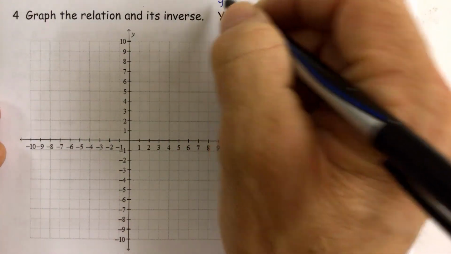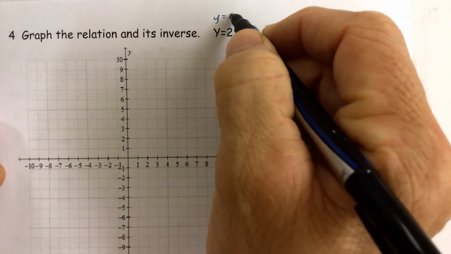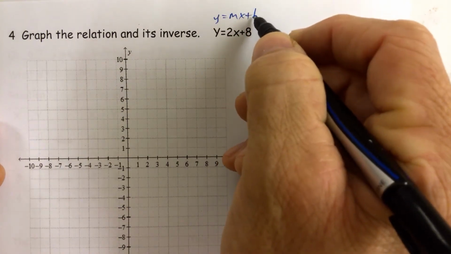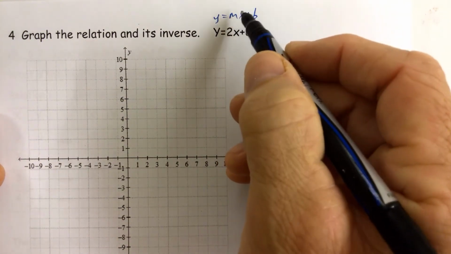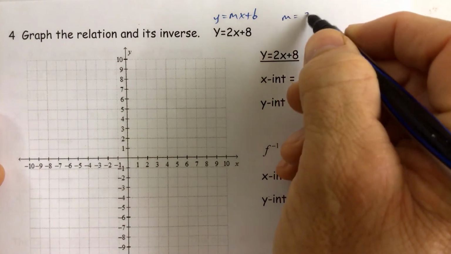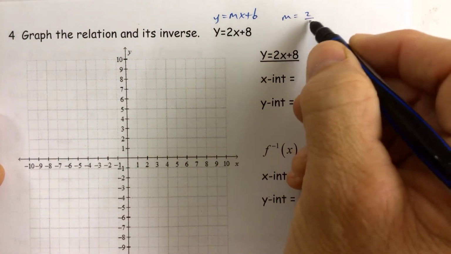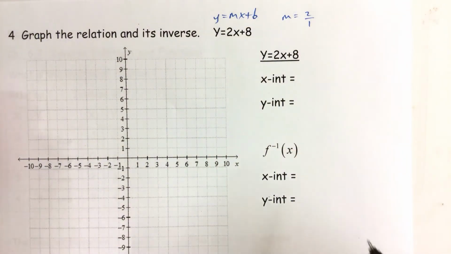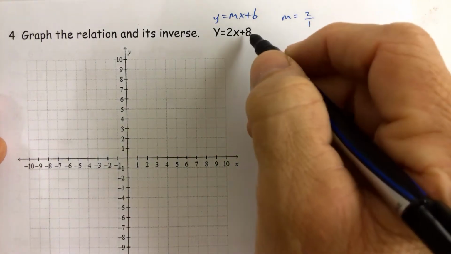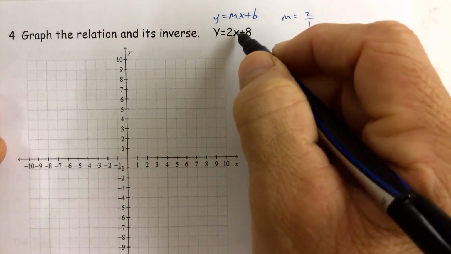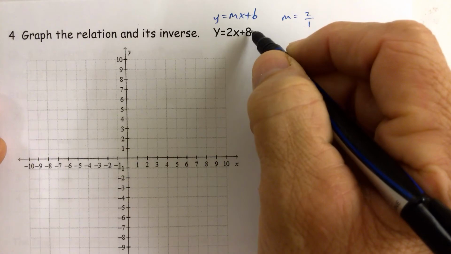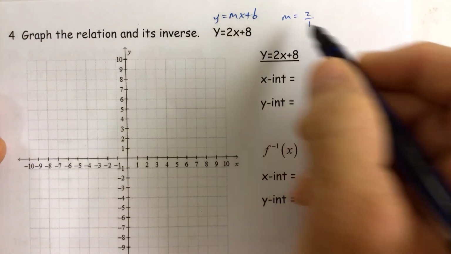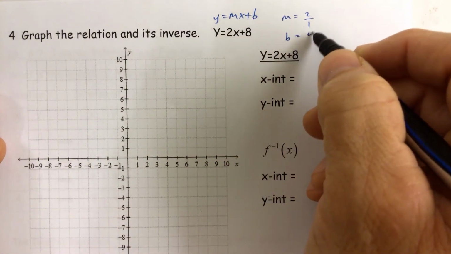Just a quick review of graphing: we know that y equals mx plus b, where m is the slope, so the slope is 2, and we like to write the slope as a fraction, so we'll write 2 as 2 over 1. And the number that comes after the 2x plus 8, that's the y-intercept. So the y-intercept is 8.